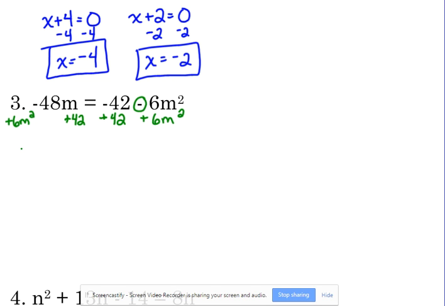So my quadratic term comes first, 6m squared. I moved it, so now it's positive because I moved it across the equal sign, it changed signs. I didn't move the 48m, so it's still minus 48m. And I moved the 42, so it's positive 42.